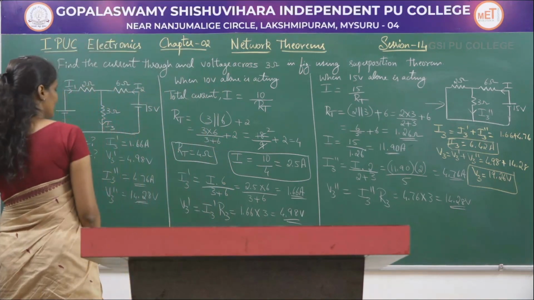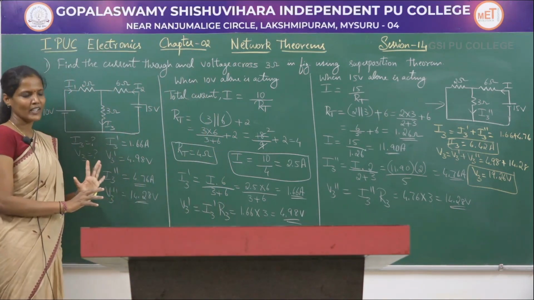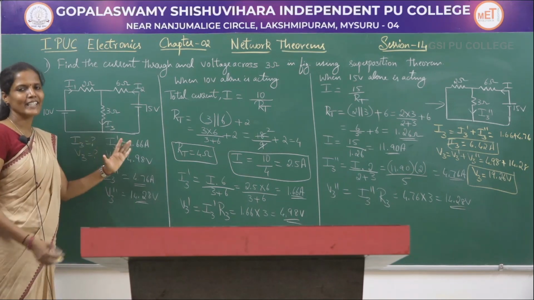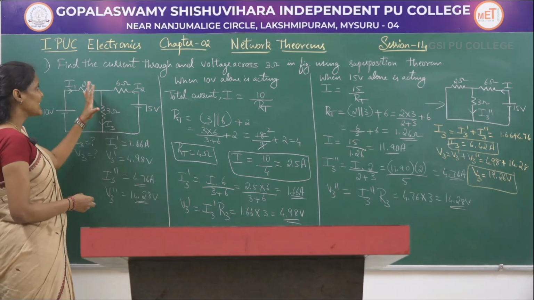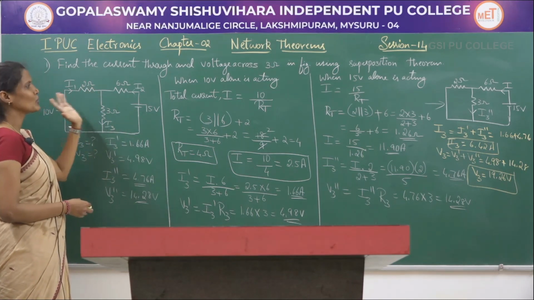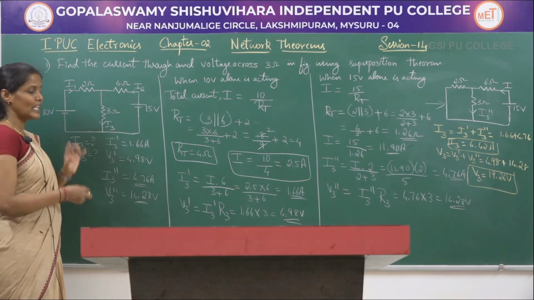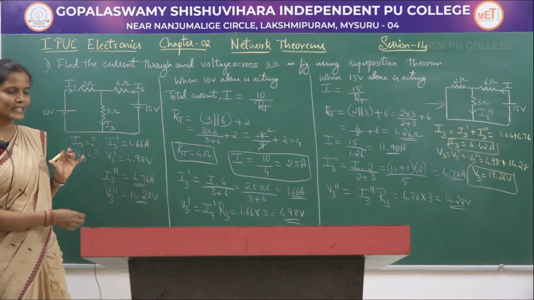The problem is a tedious method, but still if you understand the problem and go step by step, then you can easily find out the total current through that resistor and the total voltage across that resistor. I hope you are very much clear with this particular problem.